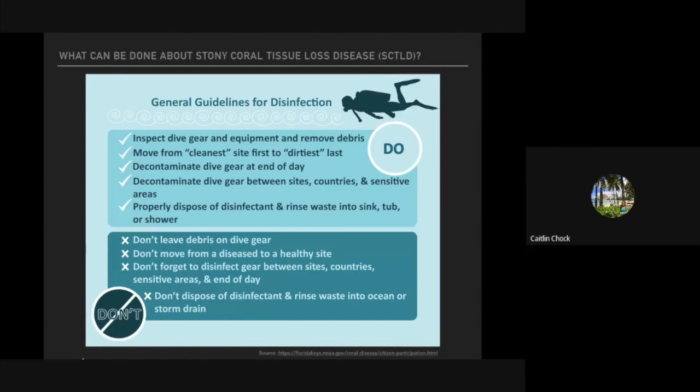So don't leave debris on your dive gear. Don't move from disease to a healthy site. Don't forget to disinfect your gear between sites, countries, sensitive areas, and end of the day. And don't dispose of disinfectant and rinse water into the ocean or storm drain.